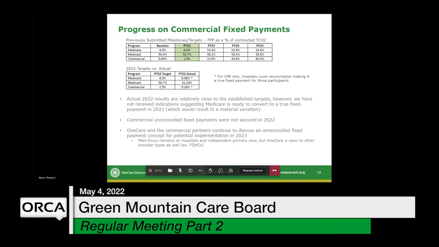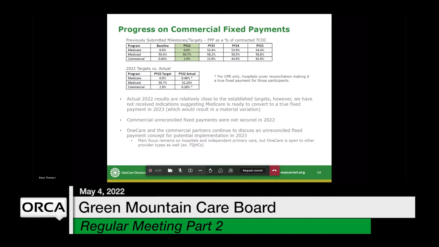When we look at how 2022 panned out relative to the target submitted, really close. Medicaid in the middle came in a little bit higher than we anticipated. There's really no big change that occurred other than just refining the estimate and getting the actual results. So it's nothing terribly noteworthy there. Medicare and commercial, no big deviation from the expectation.